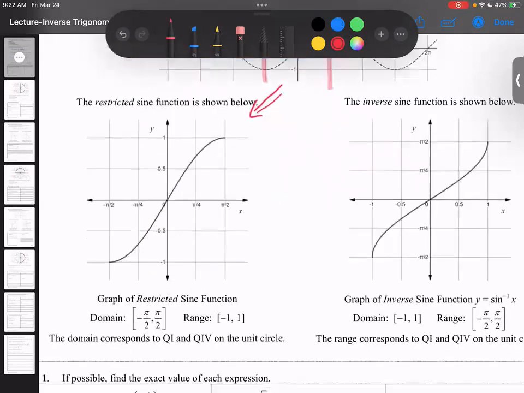So if you look at that graph right there, the one we just cut off, that's f of x equal sine x. The domain is from negative pi over 2 to pi over 2, right? What is the range? Negative 1 to 1. And you can remember the inverse's domain and range, what? They swap, right? So the inverse, let me write the inverse in blue.